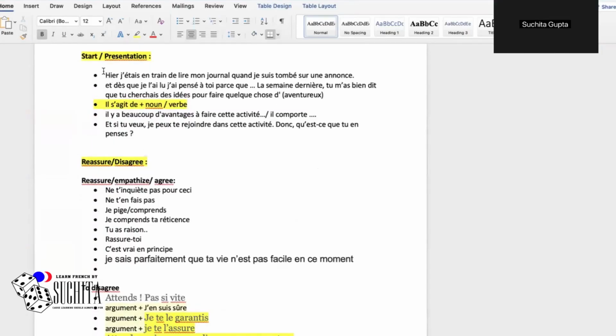How can you start it? I've given a few templates. This is prepared by her. Hier, j'étais en train de lire mon journal quand je suis tombée sur une annonce. Et dès que je l'ai lu, j'ai pensé à toi. Parce que la semaine dernière, tu m'as bien dit que tu cherchais des idées pour faire whatever. Okay? Then, if you want to empathize, if you want to reassure somebody, then you can use these expressions.